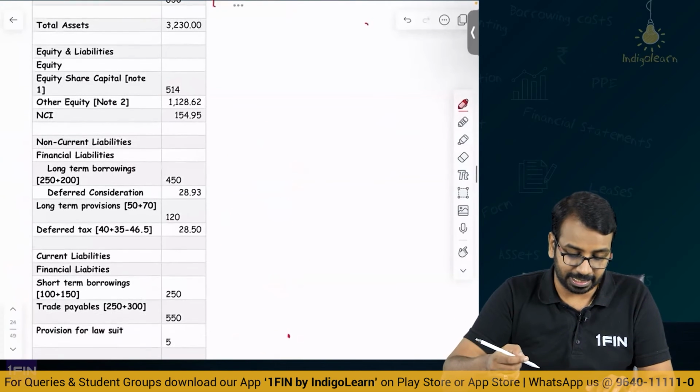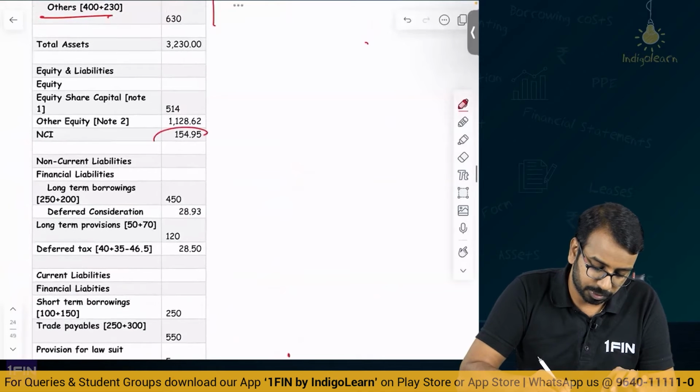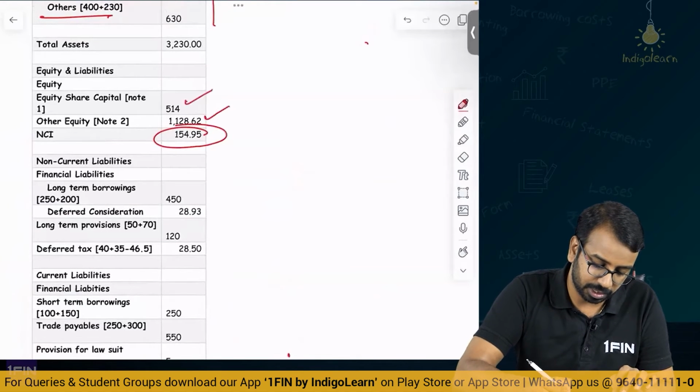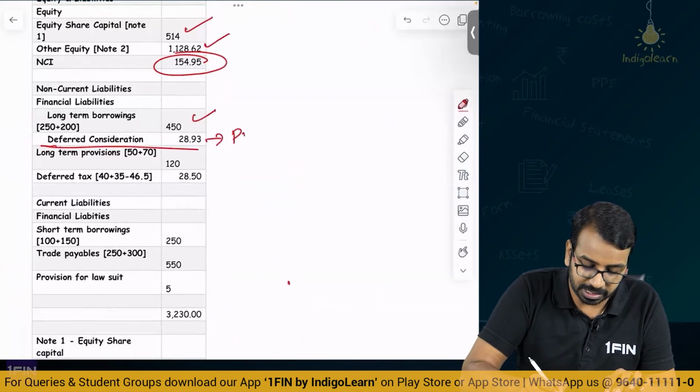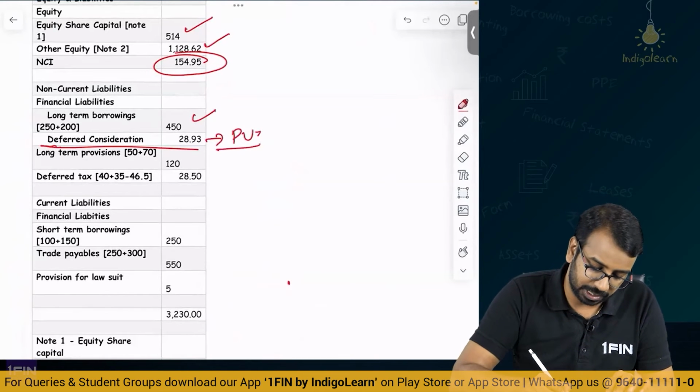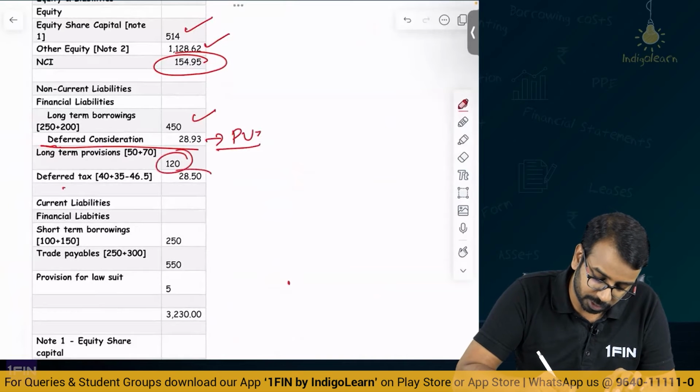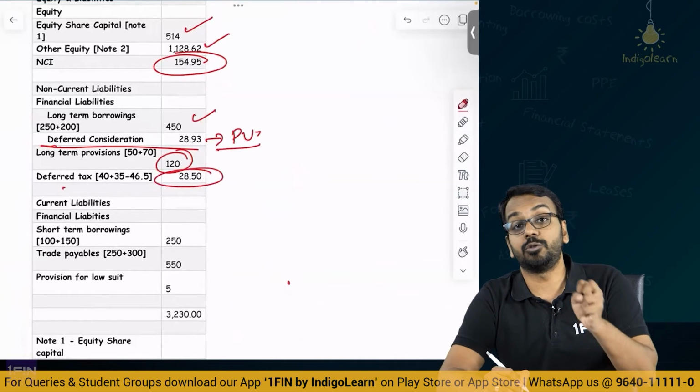Then one more thing, NCI you will put it here. Okay, so other equity comes up, equity came up. Then long term borrowings line by line, deferred consideration, the present value that you should show as a liability. Then long term provision, deferred taxation, whatever you have calculated, that you should incorporate.